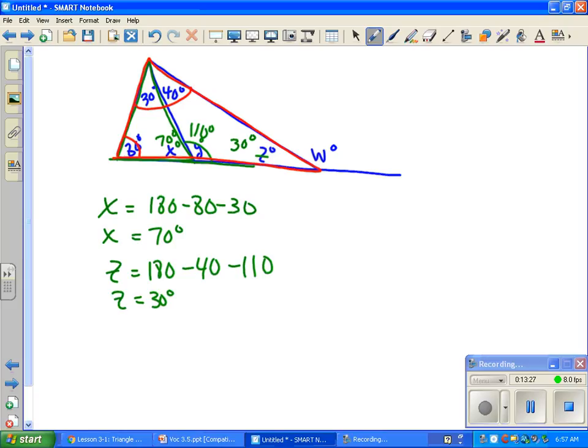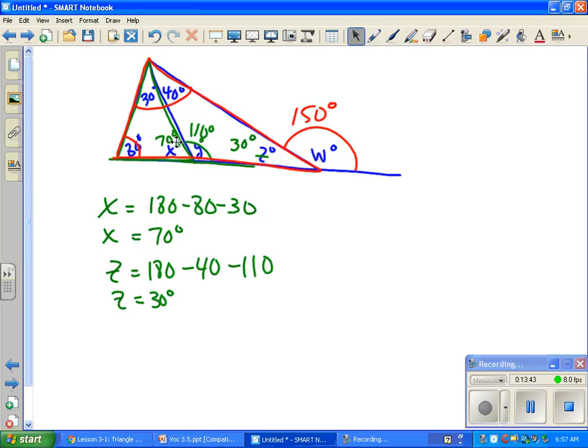And that's also true over here because 30 and 40 make 70 and the 80. But this is the exterior angle to that triangle. So therefore this has to be 150, which makes sense because 30 and 150 make 180.